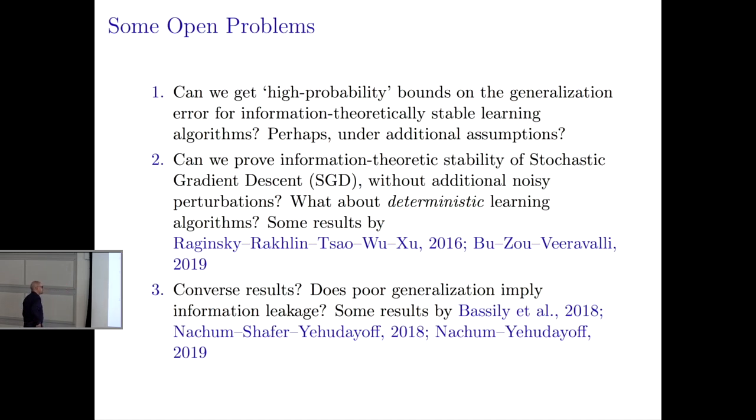I also talked about noisy iterative algorithms where you take something nice like stochastic gradient, you add additional noise, which introduces information loss, but it seems to be necessary in order to get mutual information stability. Methods like stochastic gradient descent, where the only randomness is in the selection of the example to see and not any additional perturbations, they don't seem to be covered by these methods.